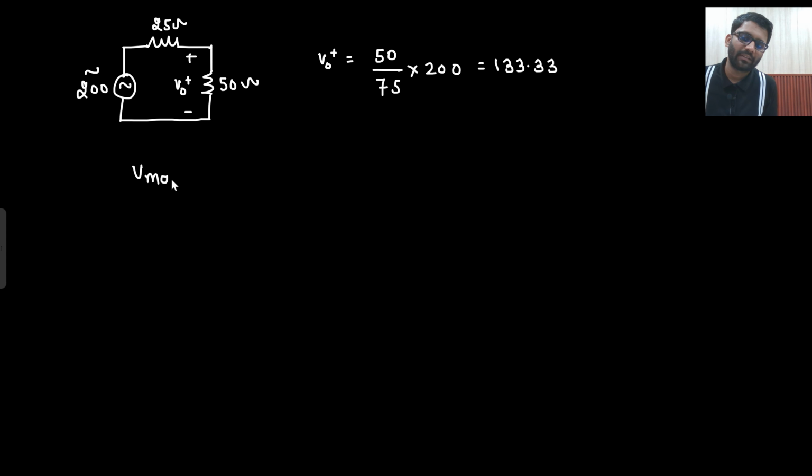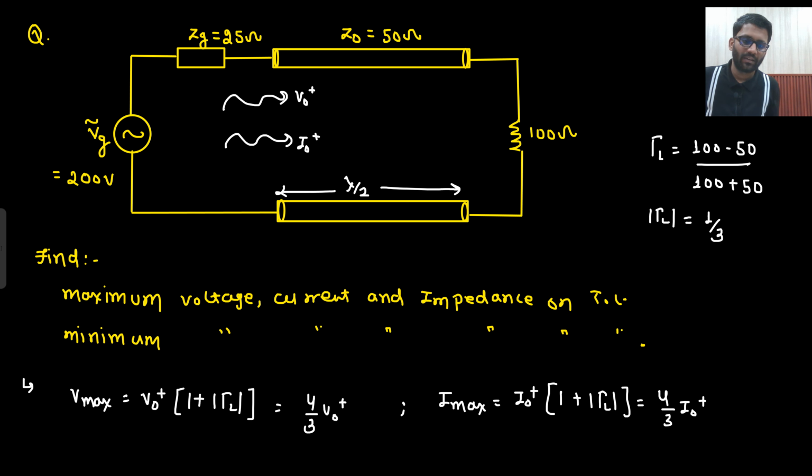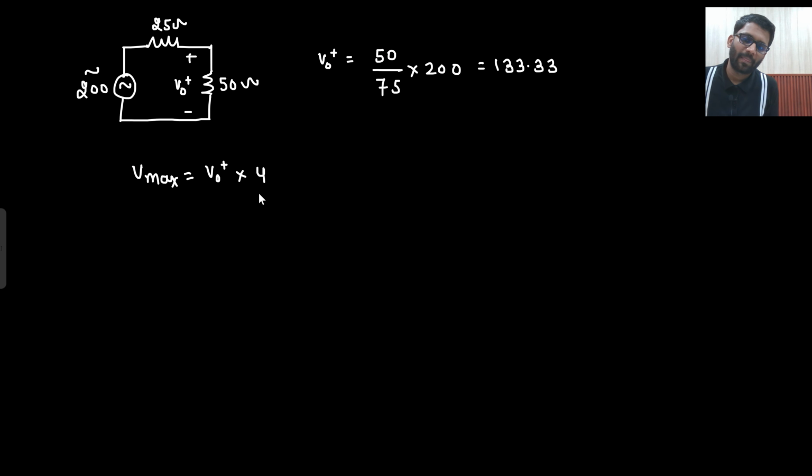So what will be your V max? V max will be V naught plus into 4 by 3, right? Into 4 by 3, so 177.77 volt. That will be your V max. And what will be your I max? Your I max will be I naught plus into 4 by 3, and that will be V naught plus into 4 by 3 divided by Z naught.